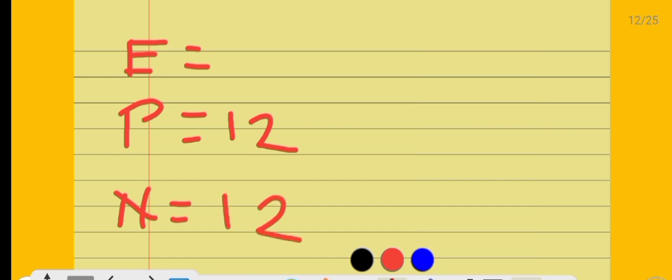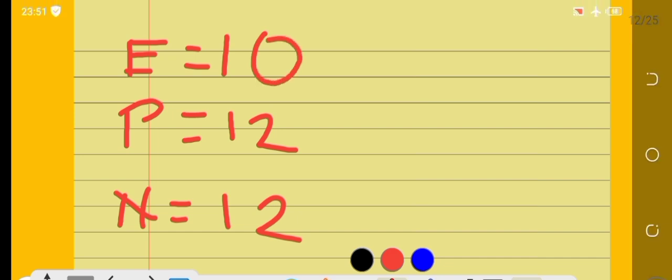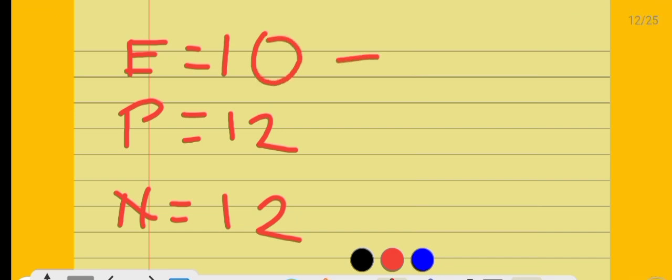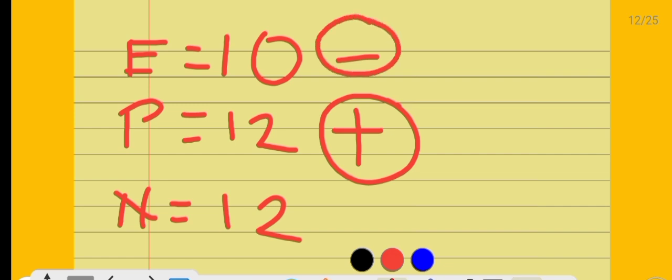Neutrons are going to remain 12, but for electrons, remember, 2 electrons from the outermost shell have been donated to a non-metal. So we're going to say 12 minus 2, that's going to be 10. If we look, these are negatively charged and these protons are positively charged. So the number of positively charged particles are more than the number of negatively charged particles. Hence, that magnesium metal is positive. It's a cation.